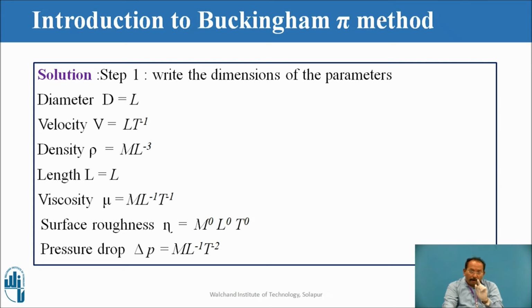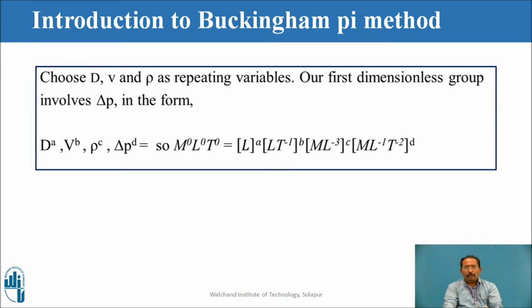I repeat, for solving any problem in dimensional analysis, we must know the dimensions of each and every parameter. Now choose d, V, rho as the repeating variables. I told you one is the fluid property, one is the geometric property, and one is the flow property. So I have chosen d, V and rho, and the remaining is delta P. Like this, we have to go. Like this, we have to find out the relationship, and we have to equate with respect to exponents.